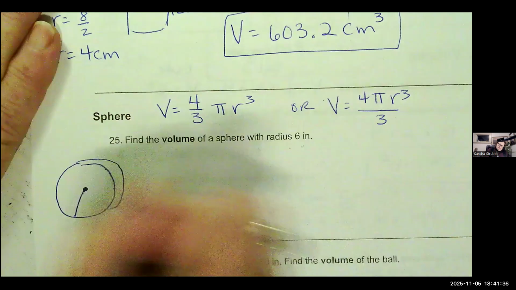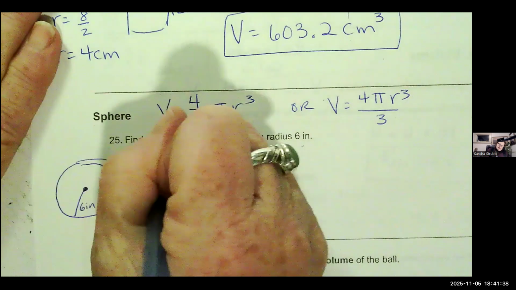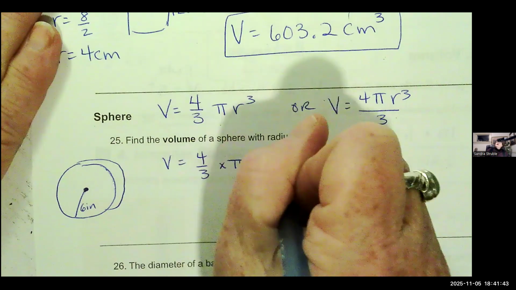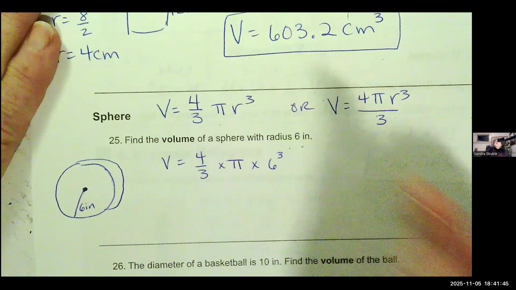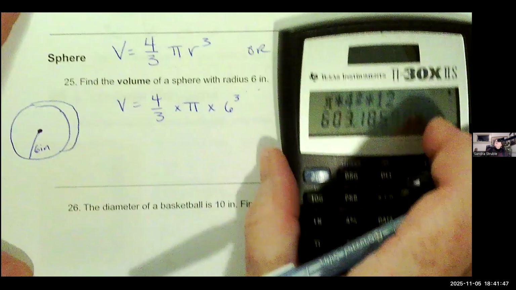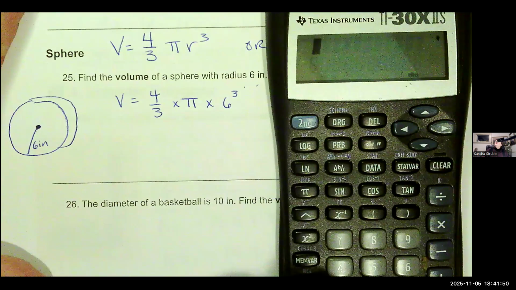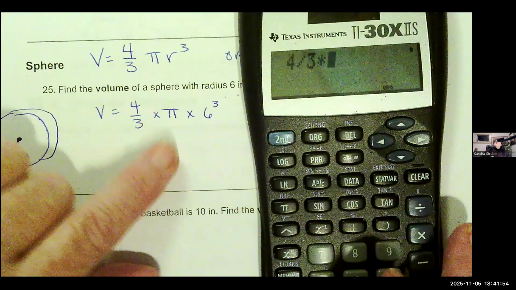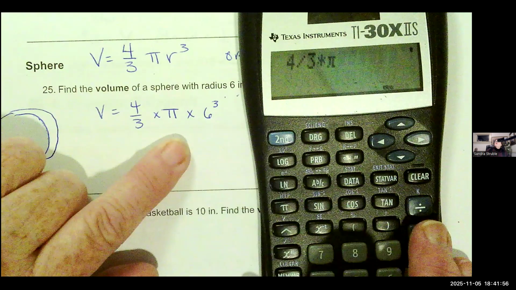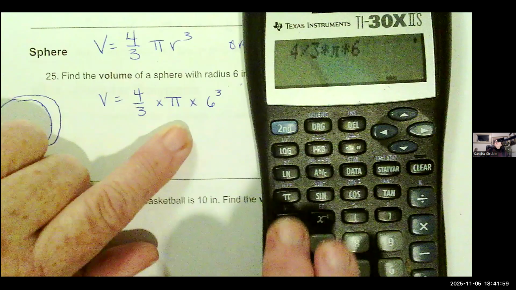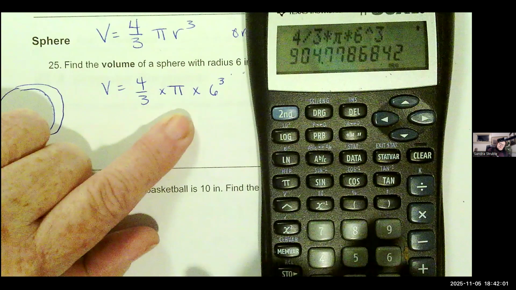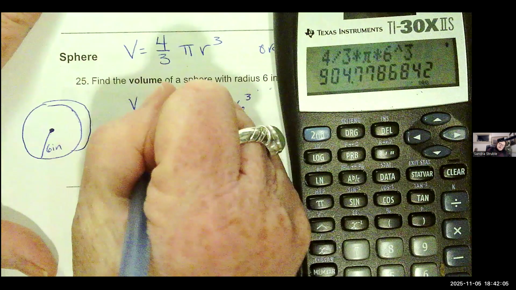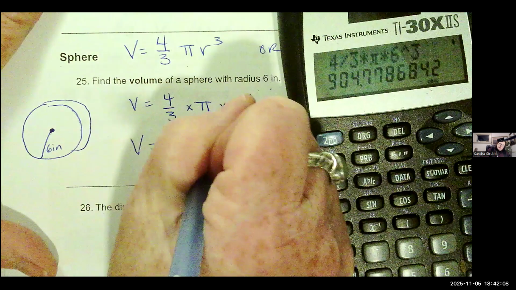So my volume is 4/3 times pi times 6 cubed. Okay, so I'm going to put that in just like it is. 4 divided by 3 times pi times 6 caret 3 equals 904.8. And it is inches cubed because it's volume.